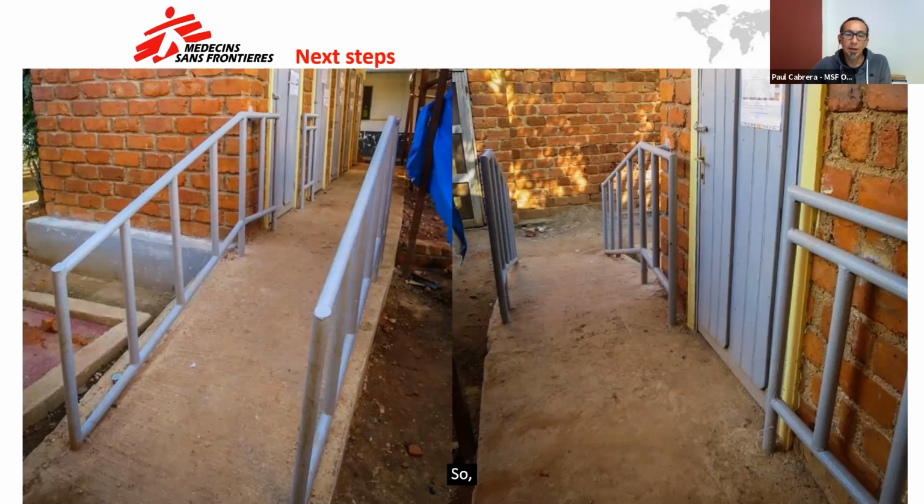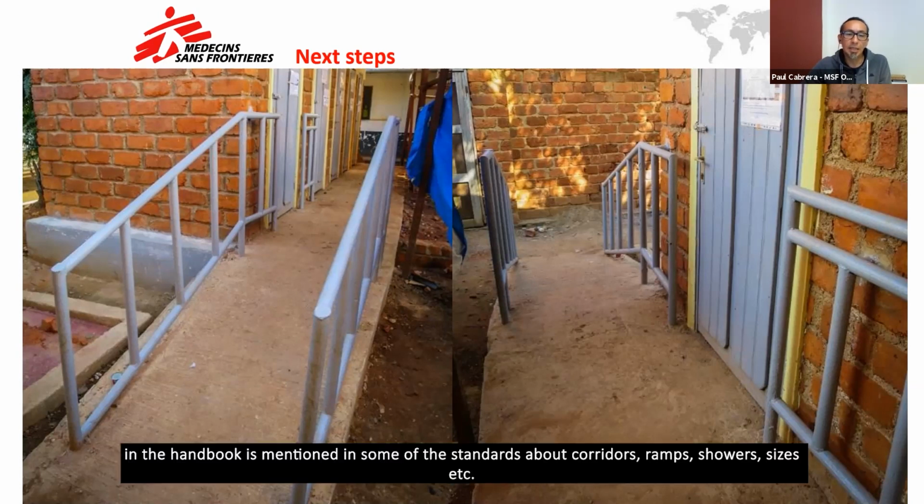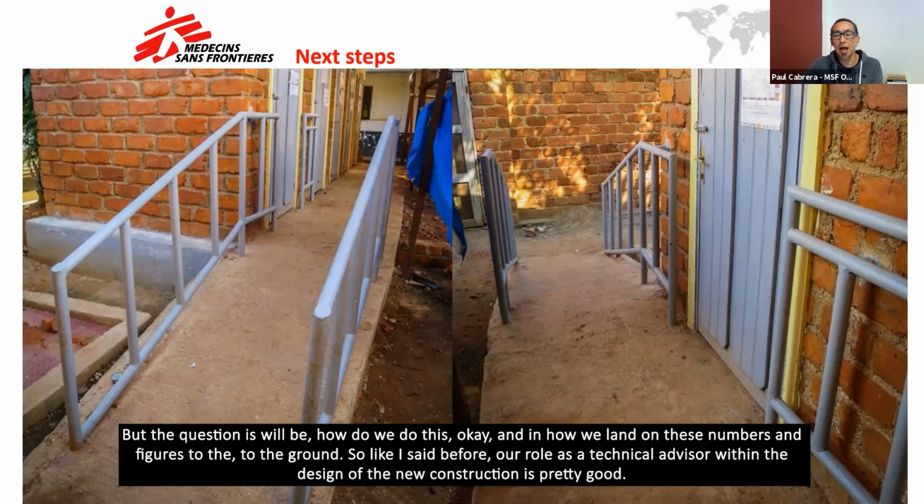So in the handbook, some of the standards about corridors, access ramps, latrines, showers, and sizes are mentioned. But the question will be, how do we do this? And how do we land all these numbers and figures to the ground?